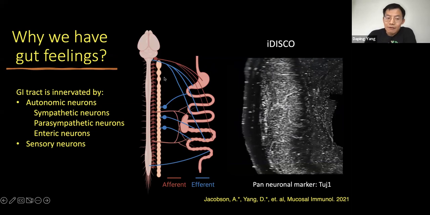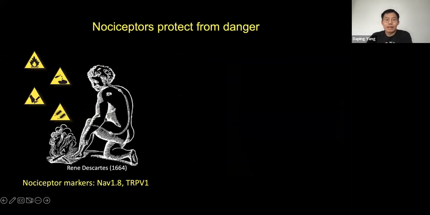Now we know that the gut-innervating neurons include autonomic neurons like sympathetic neurons, parasympathetic neurons, and also enteric neurons located in the gut. And the GI tract is also innervated by sensory neurons running from the dorsal root ganglia or the nodose ganglia. Sensory neurons that are responsible for sensing various external danger signals, such as heat, mechanical hurt, chemical hurt, or pathogen infections, to mediate pain are called nociceptors. Nociceptor neurons can be marked by Nav1.8 and TRPV1.